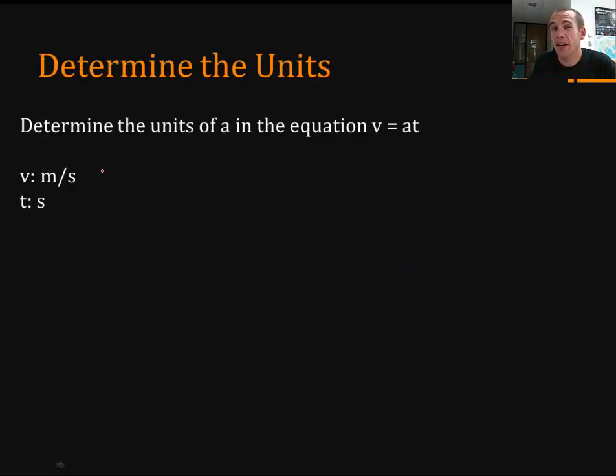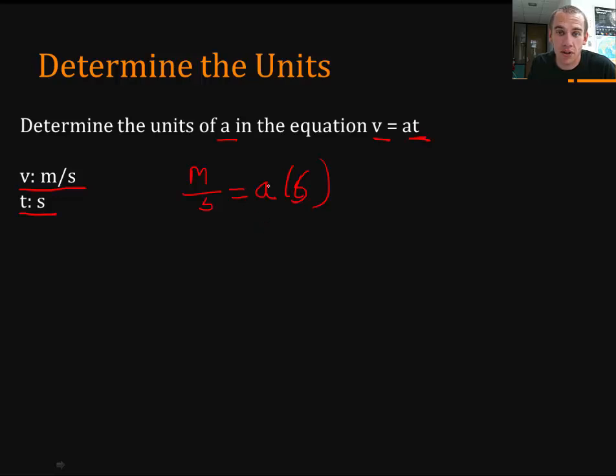Similarly, kind of doing the same thing, we can figure out what units would be. So determine the units of A in the equation V equals AT, if you know that V is measured in meters per second and time is measured in seconds. So I'm going to replace my variables with their units. So I have meters per second is equal to whatever the units of A are times T, which has units of S. So instead of T, I'm going to write S.